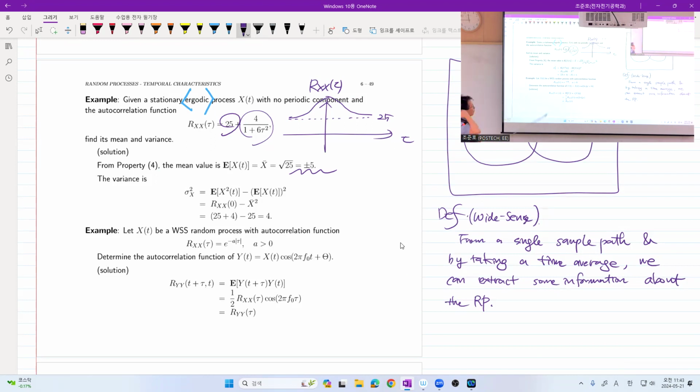By the way, you can find the variance of this random process by removing the mean. If you remove this plus or minus 5 squared, you subtract 25. So the variance becomes what? The variance becomes this height, which is 4 in this case. So 4 is the variance, which is the expectation of X of t minus mu x squared. Got it?